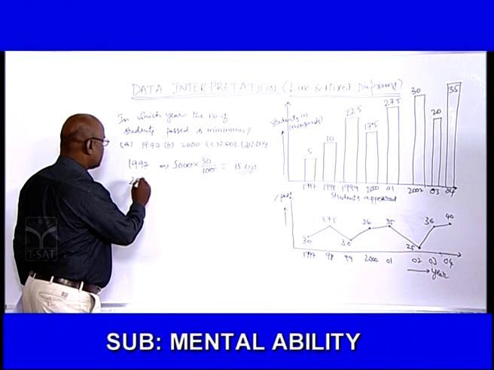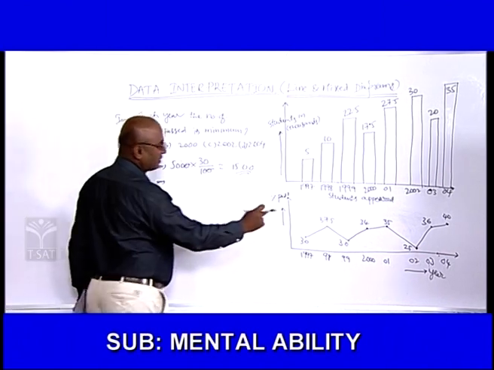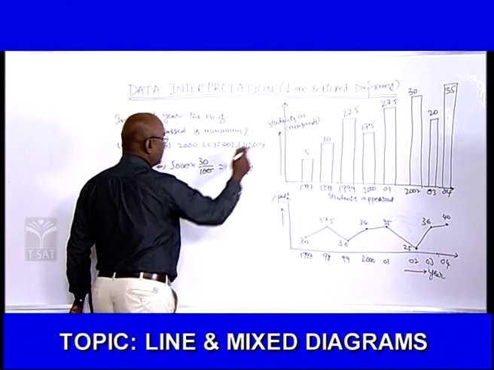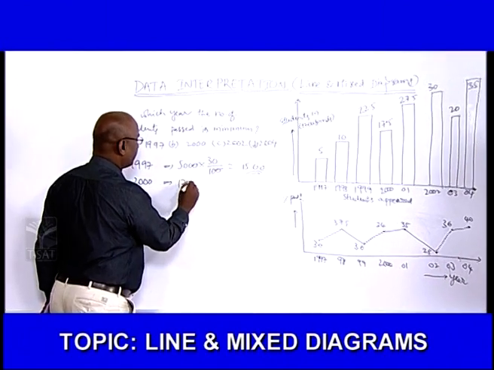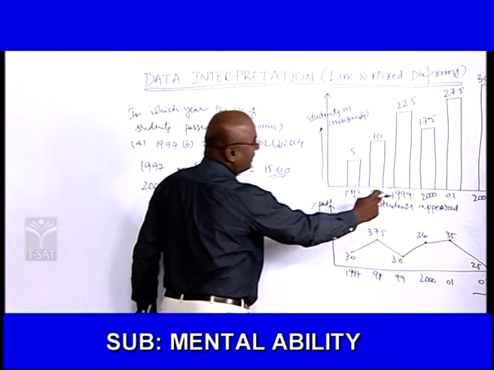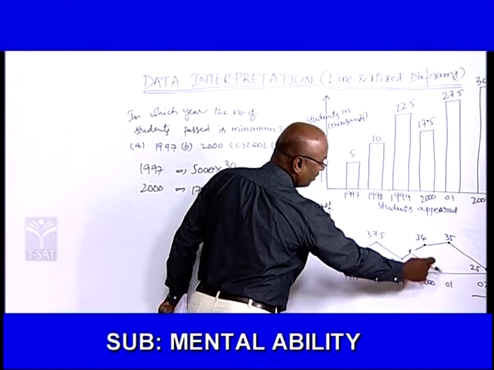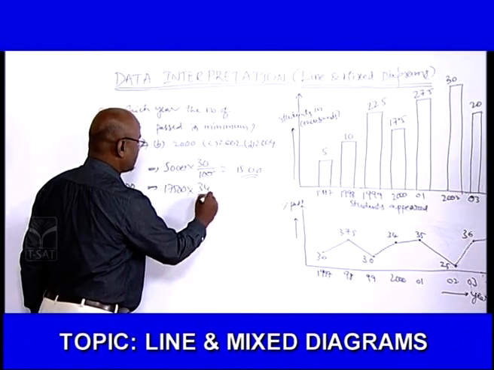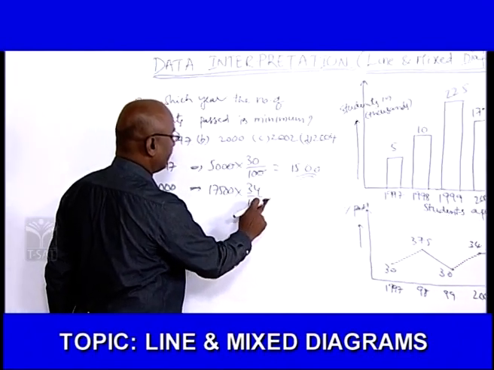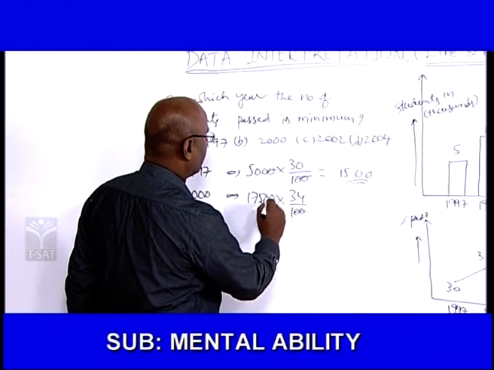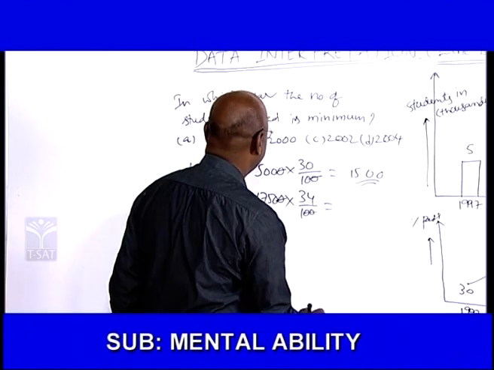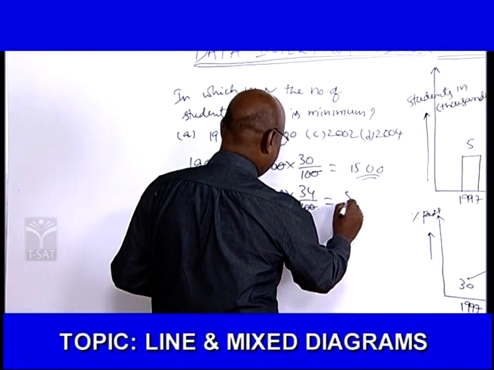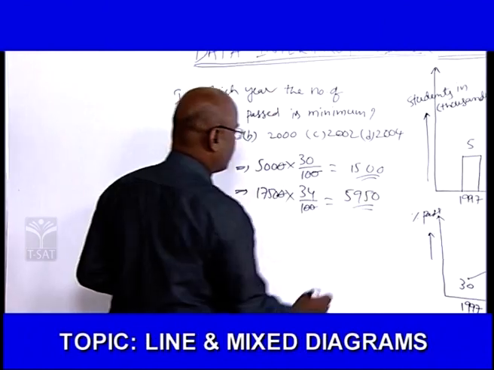And in the year 2000 మొత్తం అప్పేర్ అయినటువంటి విద్యార్థుల సంఖ్య 17,500. 17.5 వేలు మీన్స్ అంటే 17,500 ఇంటూ 2000లో పాస్ అయిన విద్యార్థుల శాతం వచ్చి 34%. సో 34% ఆఫ్ 17,500. So that is equal to 175 into 34. That is equal to 5,950 అండి. మీరు క్యాలిక్యులేట్ చేసుకోండి.